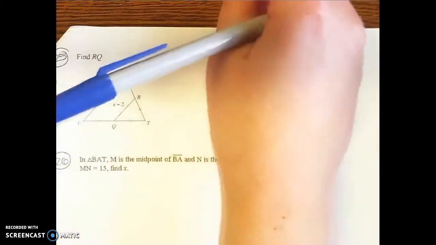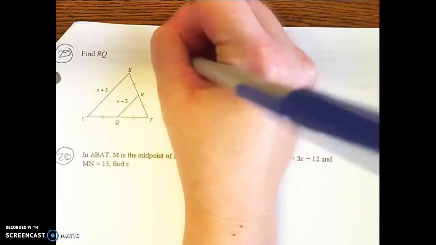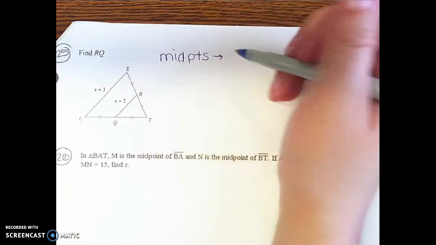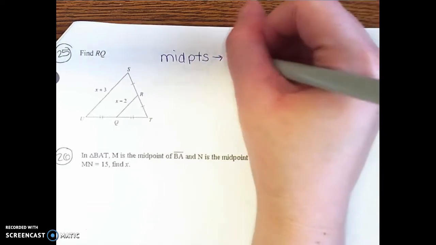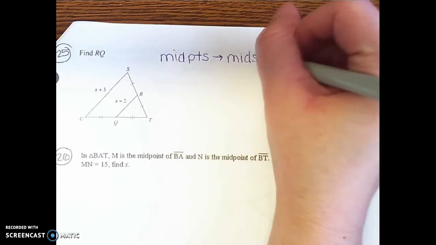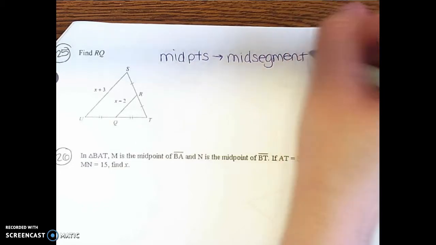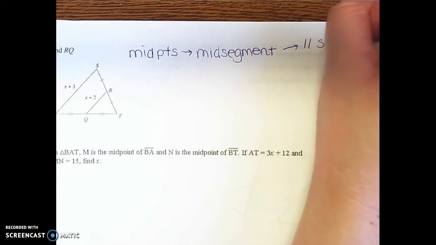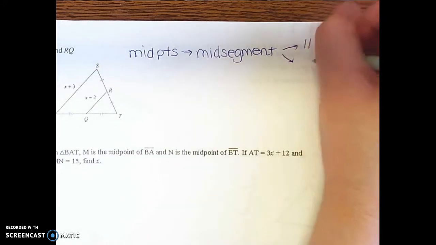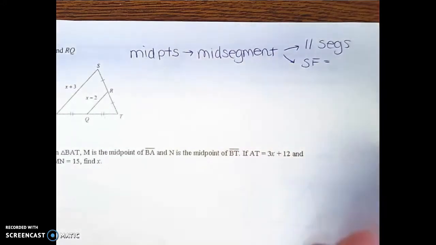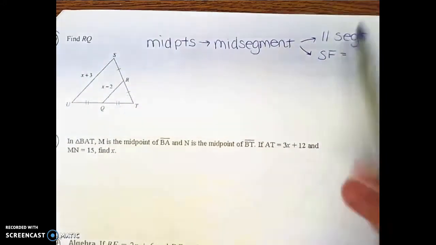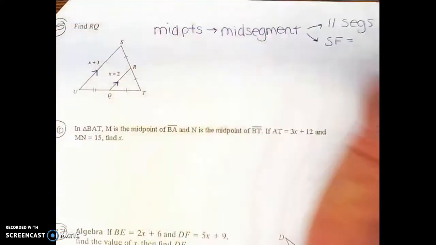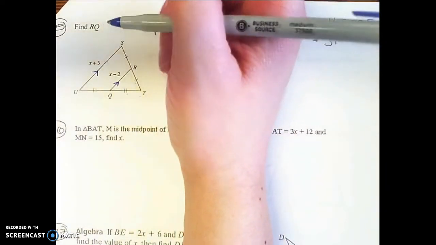So there's a couple of things that we know about mid-segments. First of all, I know that I have mid-segments when I have midpoints. So if I see midpoints on my paper, then I have a mid-segment. If I have a mid-segment, then again, there are 2 things that I know. I know that I have parallel segments, and I know something about my scale factor, and I'm going to come back to that part. So the parallel segments are my mid-segment and my third side.